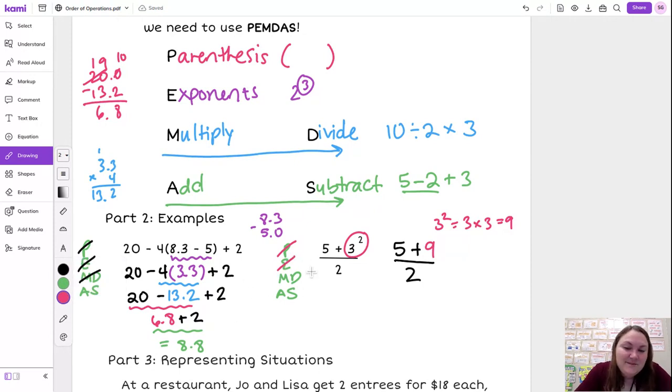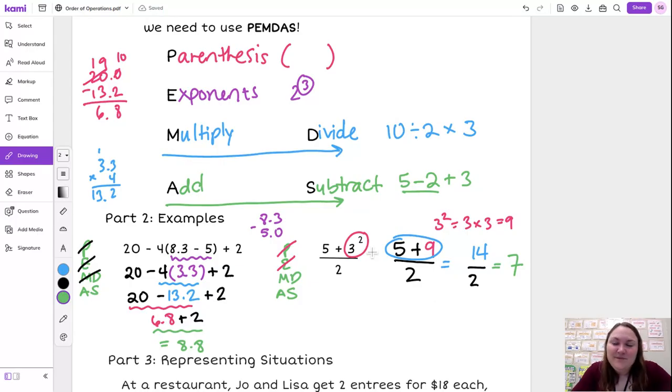Now normally multiplication and division comes next, and this problem does have division, but notice I can't divide yet. I can't divide until I have a single number on top. So in this situation, I need to do this addition to help me do my division. So for this problem here, I would say when I add, I get 14. And now I can do my division and finish by saying 14 divided by 2 is 7.